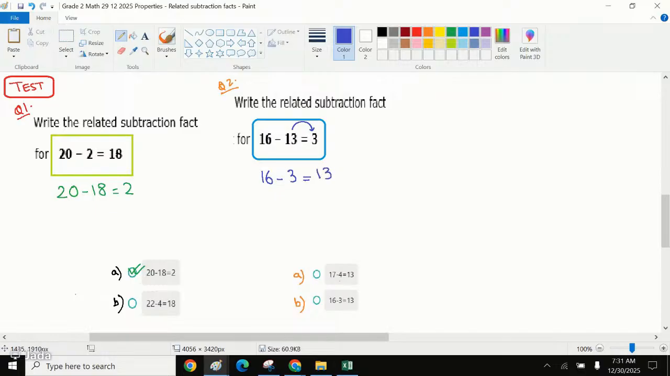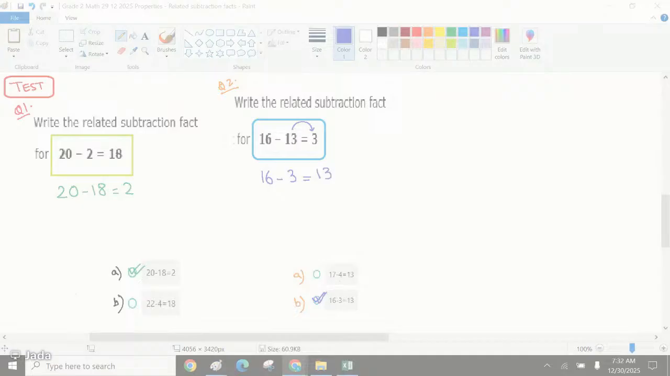Option A or option B? Option A says 17 over there, right? And 17 is not in the question. 16 is in the question, right? So option A would be incorrect and option B would be the correct option. 16 minus 3 is 13. Okay, so we click on the next option.